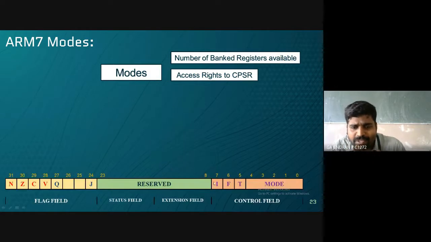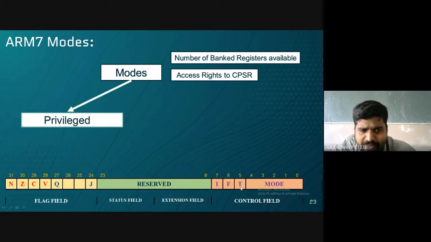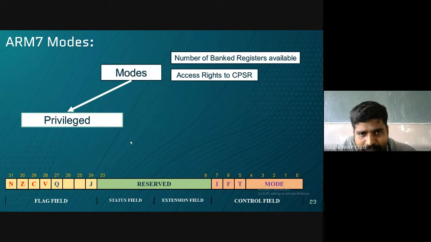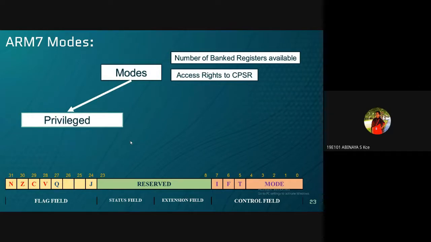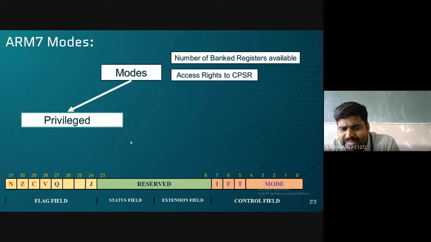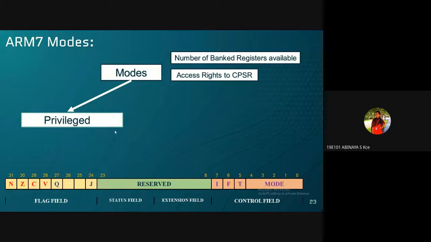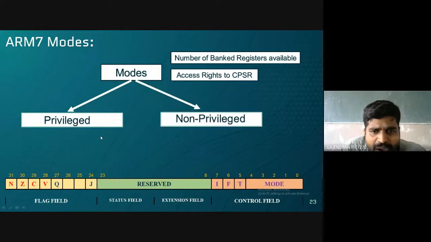What are the access rights in the CPSR? Please see here, this is my CPSR register. In a privileged mode, please note down. What are all the privileged modes available? IRQ, FIQ, abort, undefined, supervisor, system. Very good. Other than user mode, all other modes fall in privileged mode. Yes, sir.